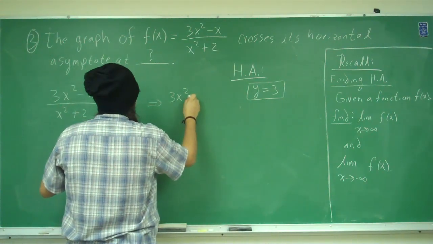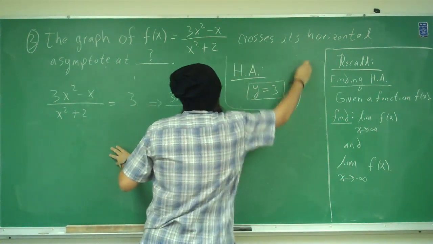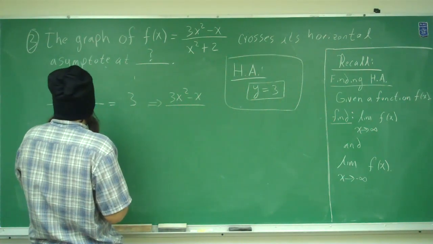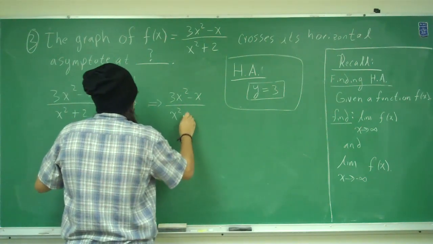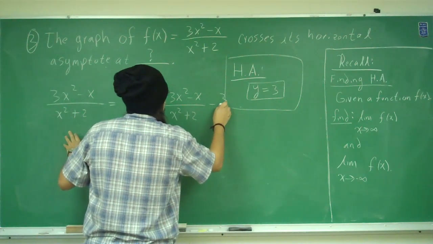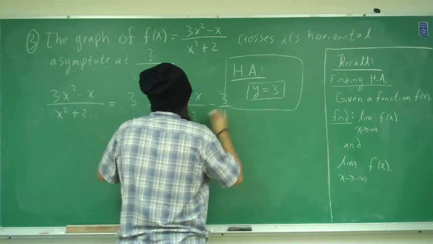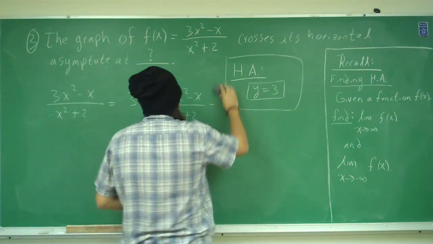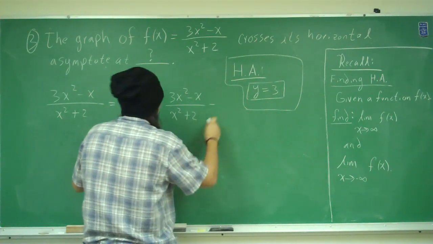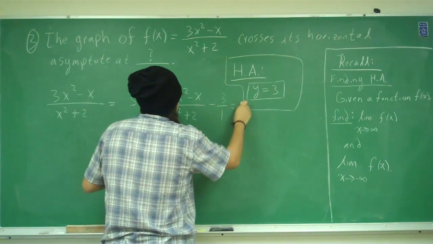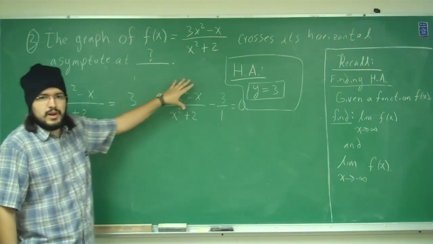(3x squared minus x) divided by (x squared plus 2) minus 3 over 1, and that's equal to 0. So now I move the 3 to the other side. Okay, so now I want to combine these two fractions.